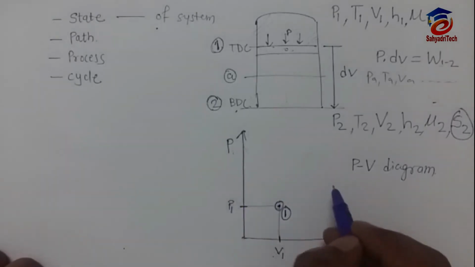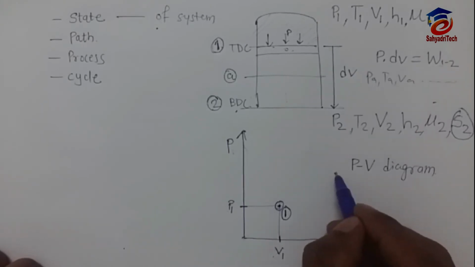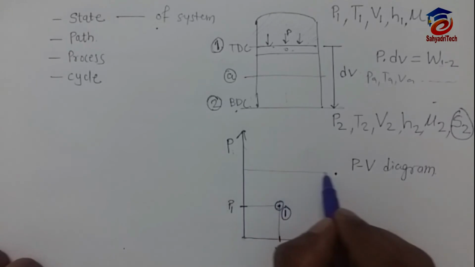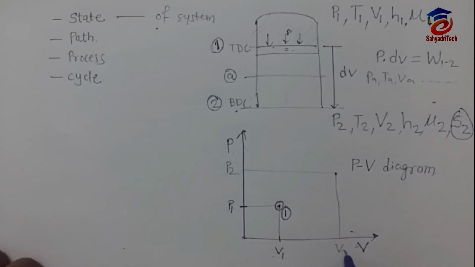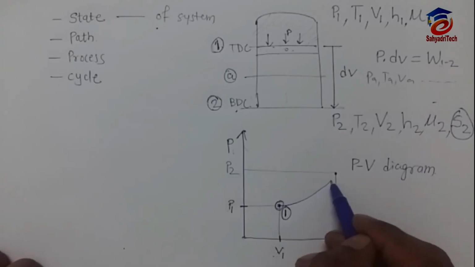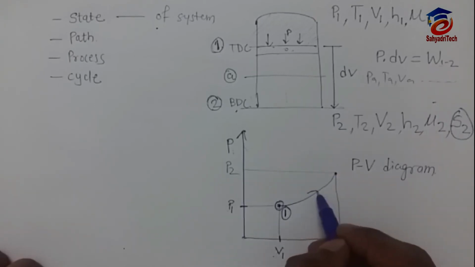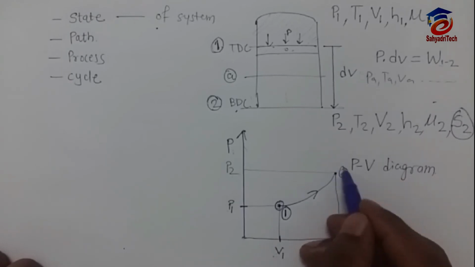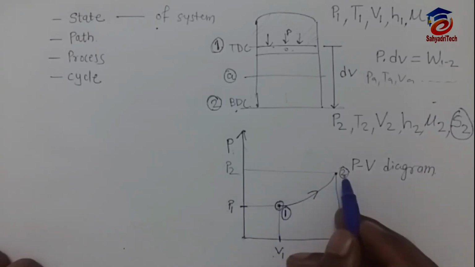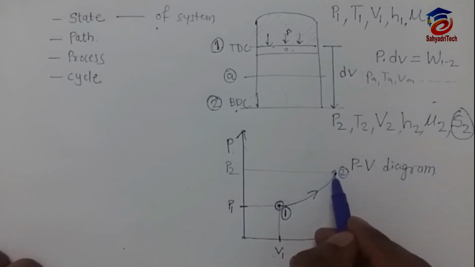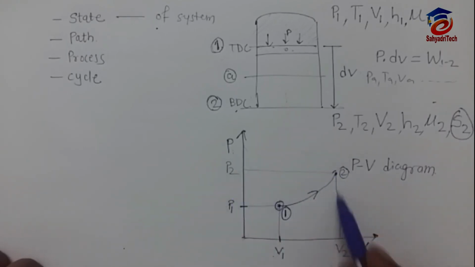Now what is condition 2? In condition 2 the pressure has increased up to P2, and the volume has increased up to V2. So this way, parabolically, it has changed from 1 to 2. The system has changed its position from 1 to 2, TDC to BDC, and I have to read now the condition of the system at state 2. The pressure is P2 and the volume is V2.